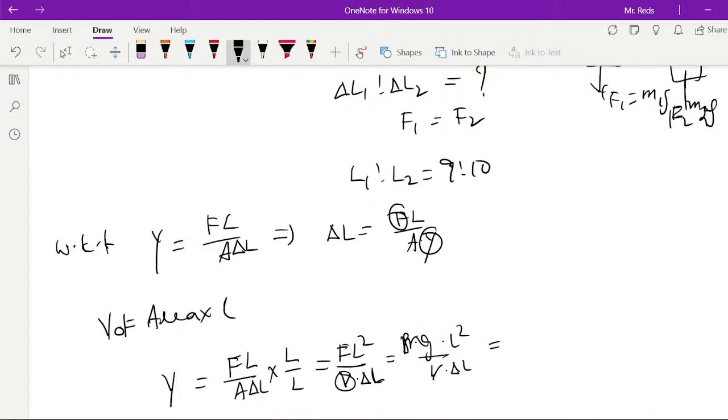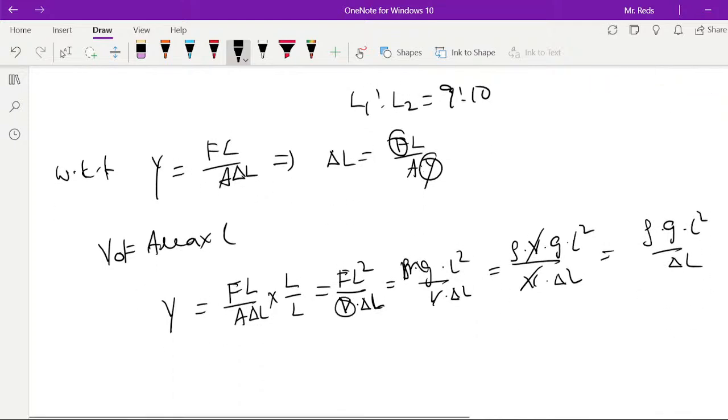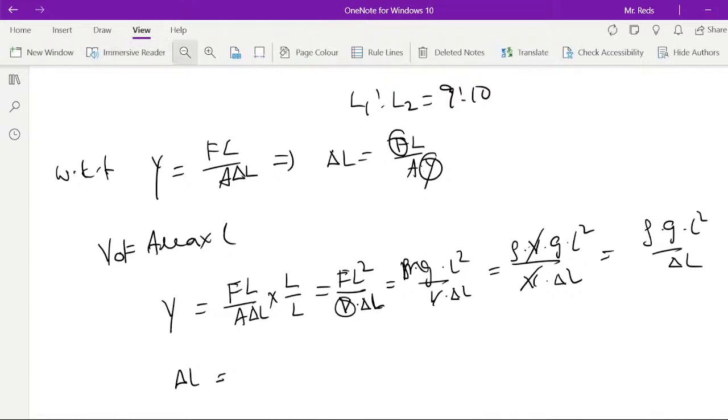Further, mass is equal to density into volume. So Y is equal to density into volume into g into L square by volume into delta L. Volume gets cancelled. Now Y is equal to density into g into L square by delta L. So from this you can write delta L. Masses are given, so there is no need to write density when taking it this way. You have to keep it in terms of mass only, mg only.